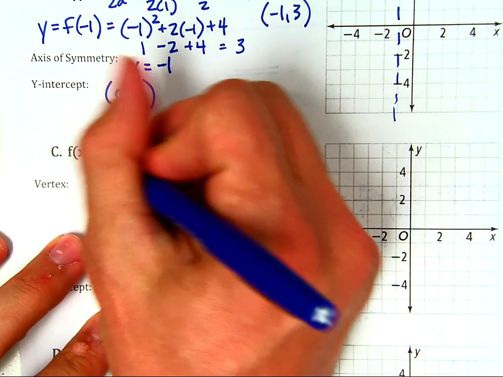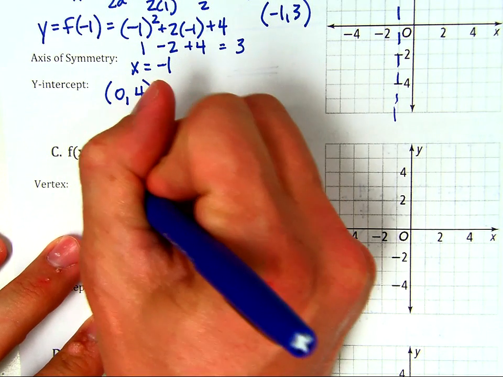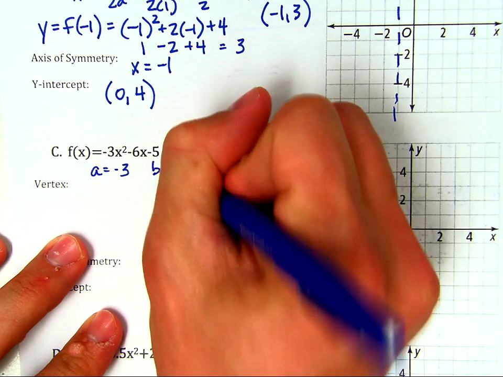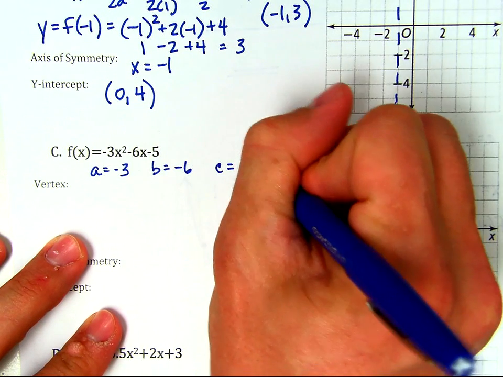So in this example, my a is -3, b is -6, c is -5.